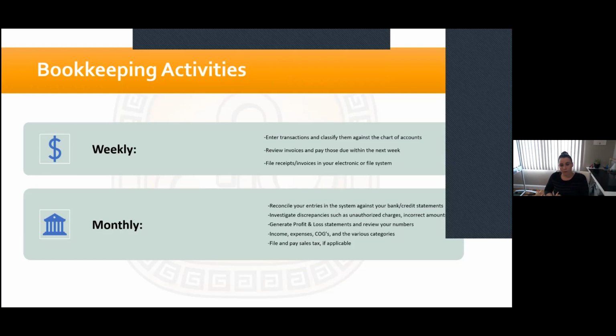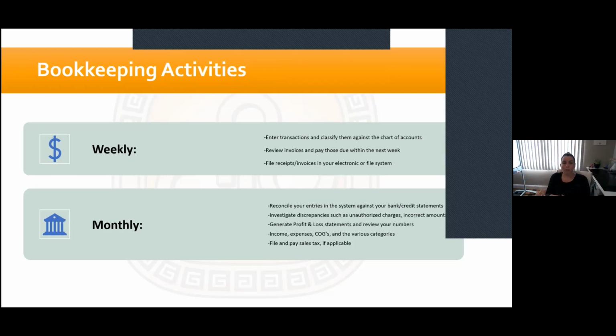So continuing on with your bookkeeping activities, you want to make sure that you're entering your transactions and classifying them against the chart of accounts. This is where the chart of accounts is important. If you have an expense come in from Staples, you know that the account you're going to use is probably office supplies. So it's basically just a matter of matching up what transaction is coming in with how you want to classify it on your chart of accounts.